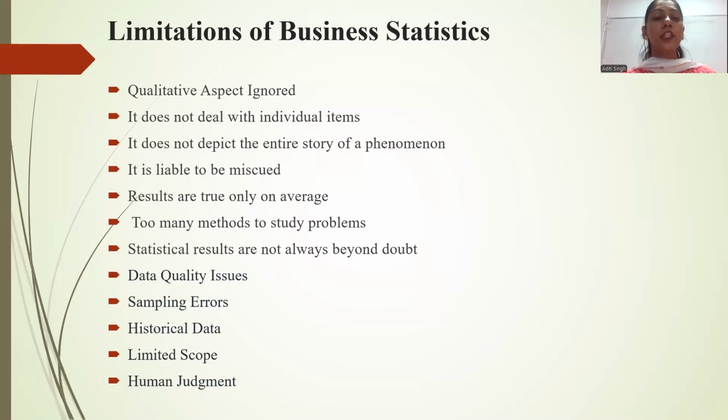So next limitation is it does not depict the entire story of phenomena. When any phenomenon happens, that is due to many causes. There are many reasons for any phenomenon that has happened. But all these causes cannot be expressed in terms of data. So we cannot reach the correct conclusion.